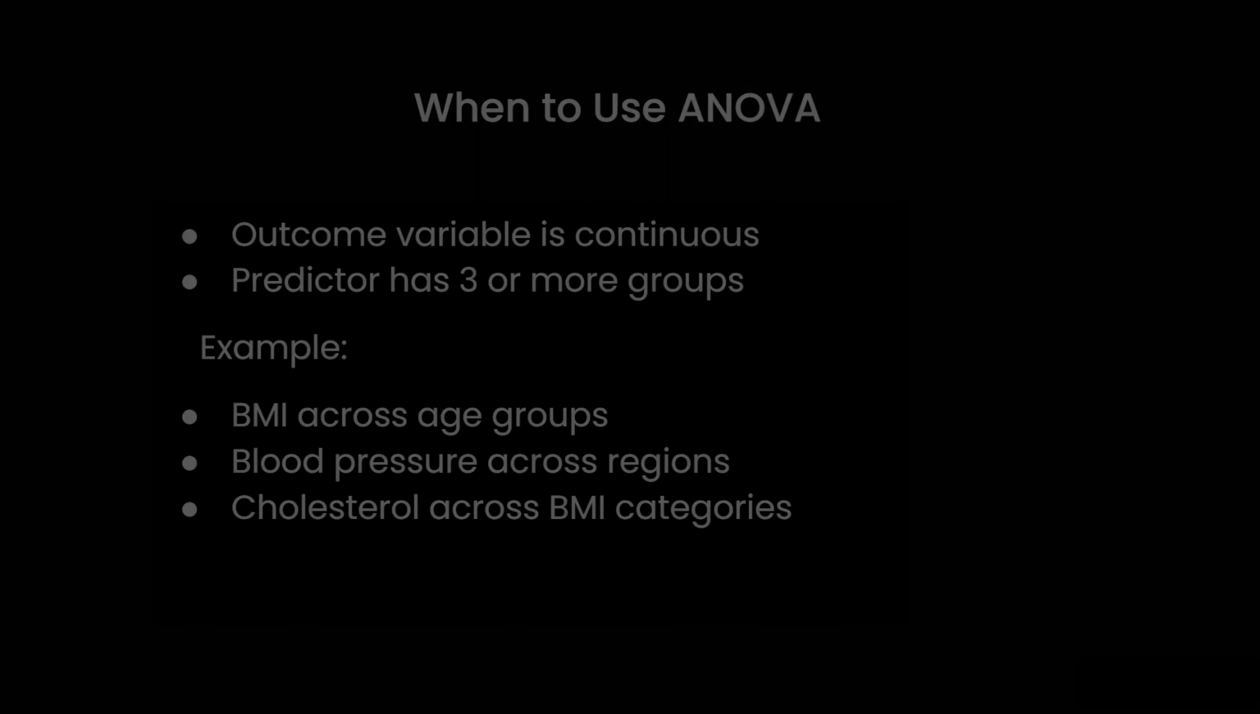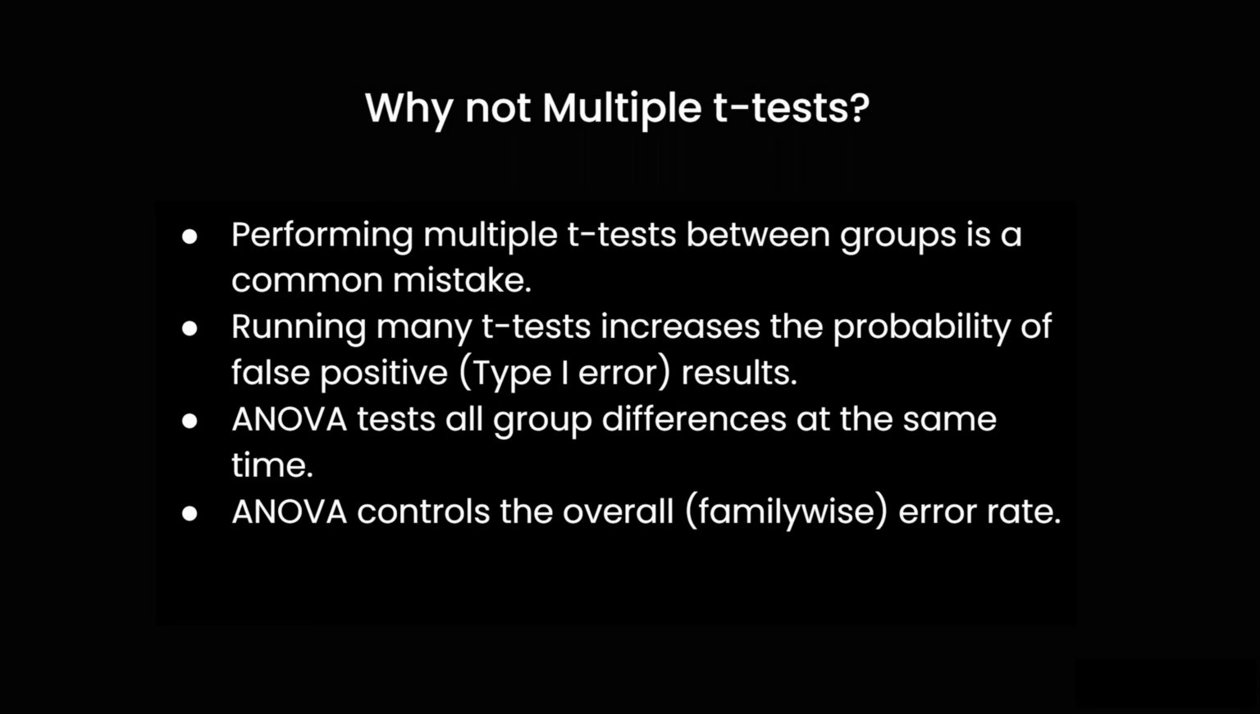One common mistake is performing multiple t-tests between groups. This increases the probability of false positive results. ANOVA solves this problem by testing all group differences simultaneously, while controlling the overall error rate.